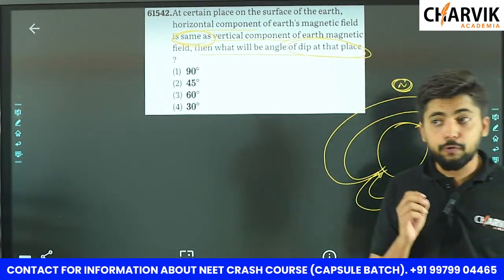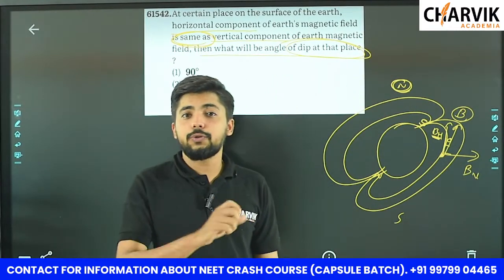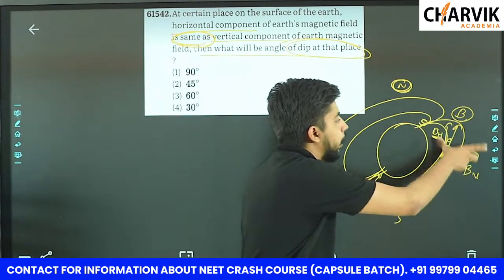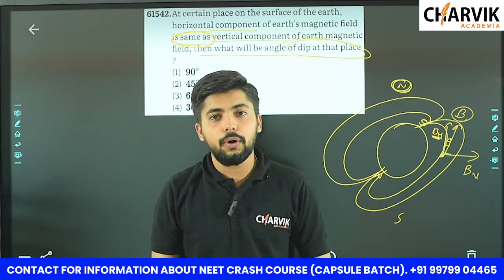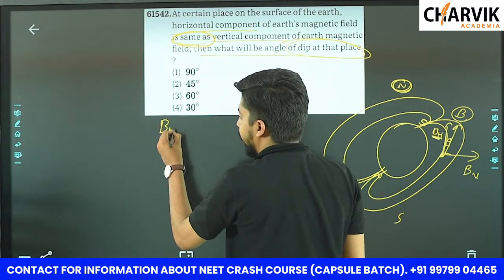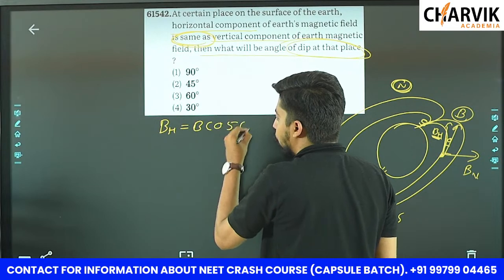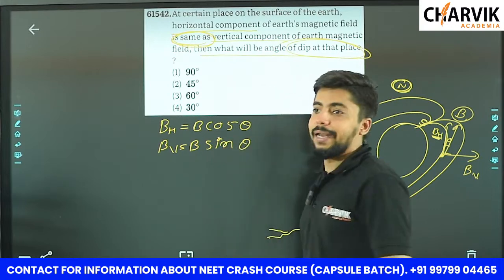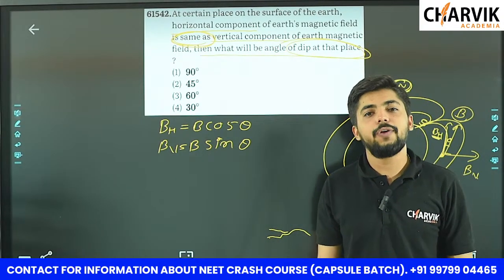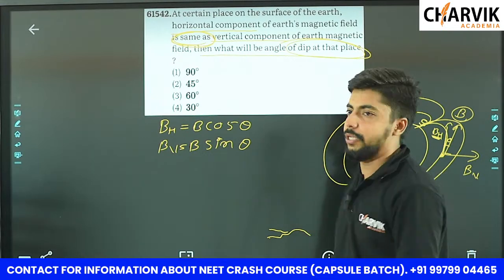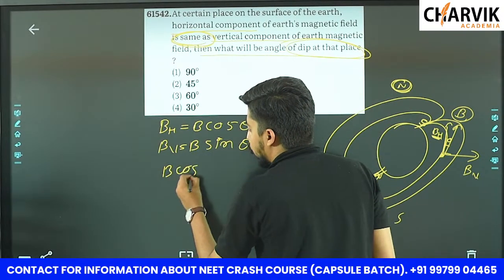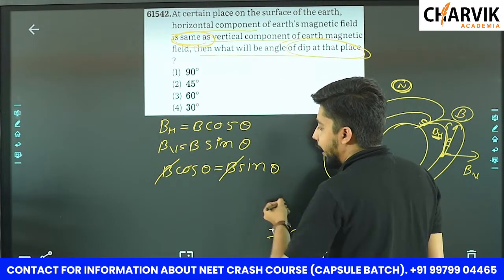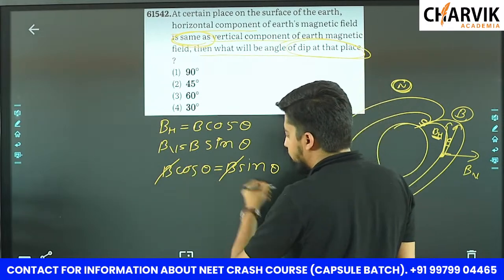This is a simple rule of vectors: if your vector makes angle theta with a surface, the cos component lies along that surface, and perpendicular to it you get the sine component. So for the horizontal magnetic field BH, it equals B cos theta, and for the vertical magnetic field it equals B sin theta. Now it is given in the question that the horizontal and vertical magnetic fields are equal to each other. So B cos theta equals B sin theta. This B cancels out. Take the cos to the other side, in the denominator of sin theta.